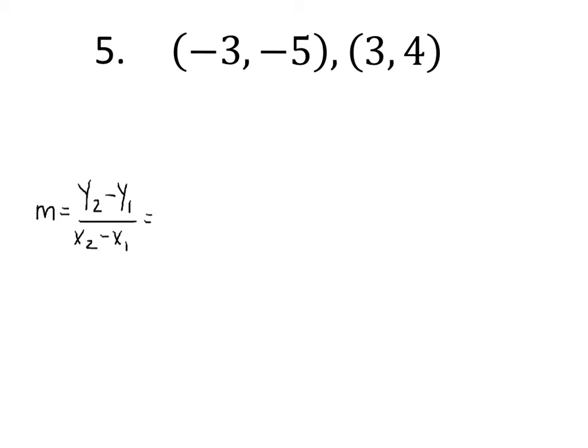Example number 5. You'll see right down here I have the slope formula already written because we have 2 points. Our first point is negative 3, negative 5. Our second point is 3, 4. So this is the first ordered pair. This is our second ordered pair.